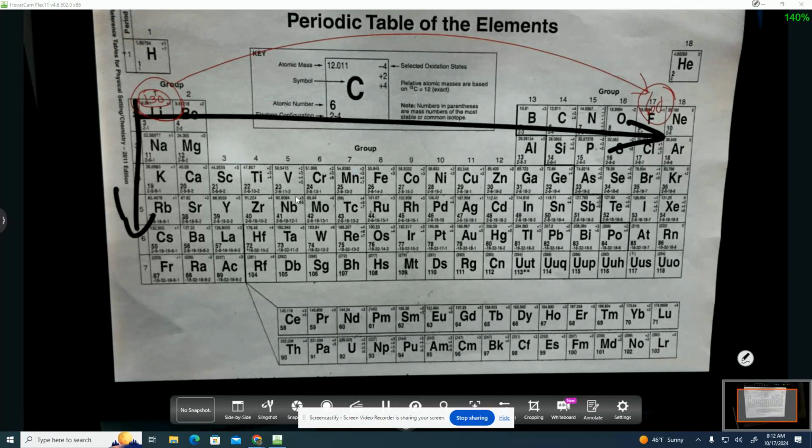Now, the big question of the day. Big question of the day. Why does it decrease in radius as you go across the period? Let's take a step back. What do all of these guys have in common? All the elements in period 2, what do they all have in common? They have the same number of energy levels.